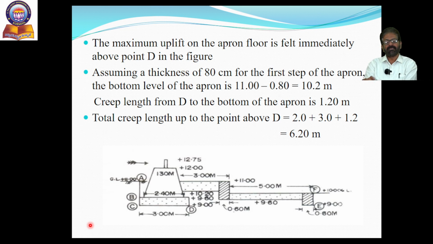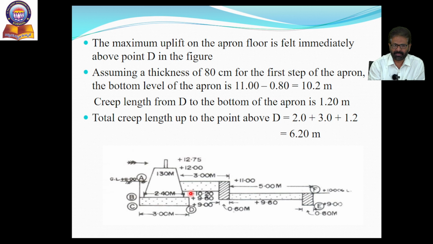Now in the present case, the maximum uplift on the apron floor, that is on the bottom of the apron, is felt immediately above the point D in this figure. As shown in this figure, let us consider again a typical surplus weir cross section and its foundation, and on the downstream side this is the solid apron. Now we are going to discuss this solid apron and its thickness. Generally the uplift pressure up to this, it is the solid structure, so the seepage water will seep in this direction, percolate, and here immediately above the D the maximum uplift pressure will exert.